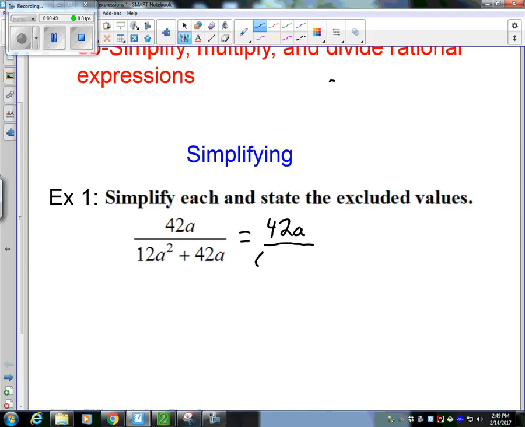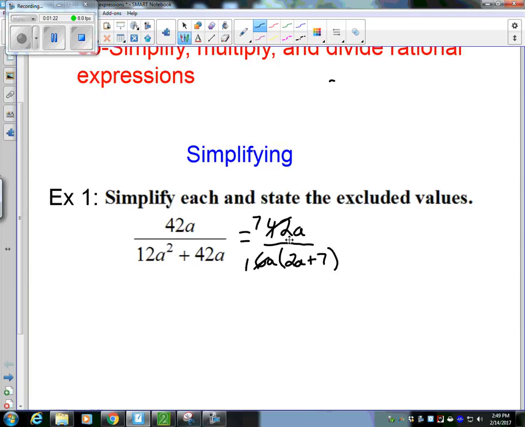So you have 6, and then there's an a. Don't forget about the variable. So divide the first term by 6a, you get 2a. Second term divided by 6a is 7. Now we want to state the excluded values. Actually, let's simplify here first. Numerator and denominator, now it's all factored. You do 42 divided by 6. You can divide them both by 6, you get 7 over 1.